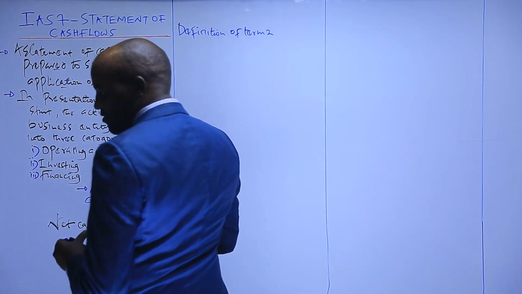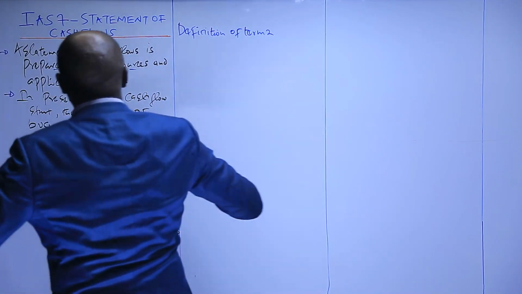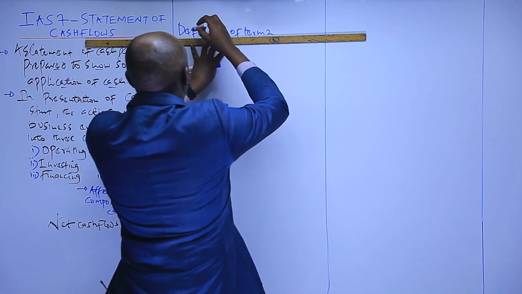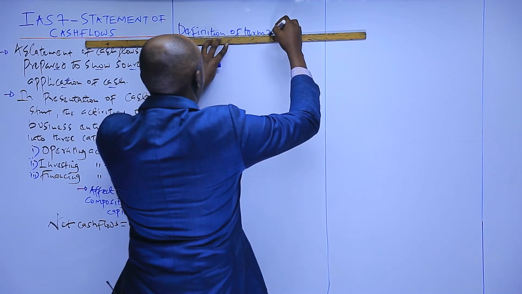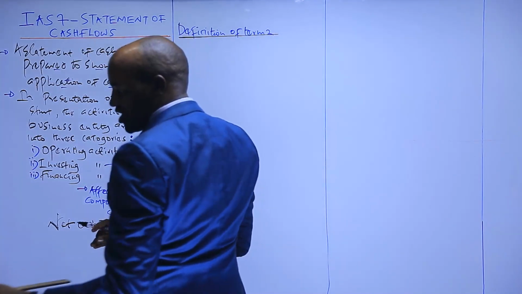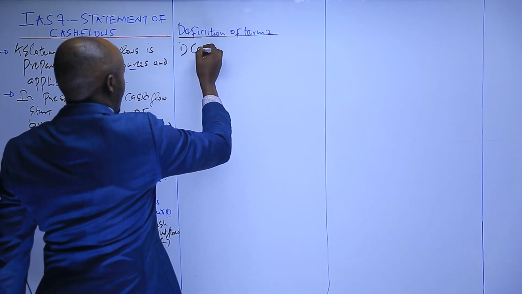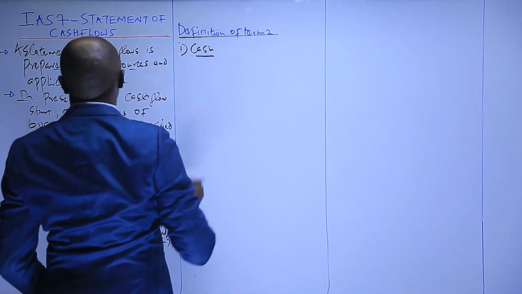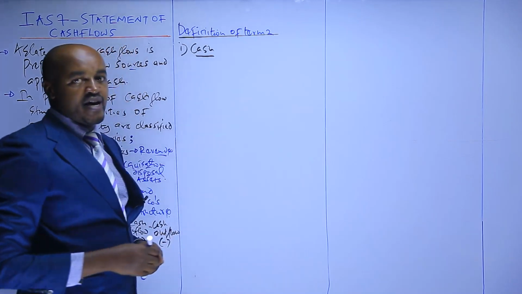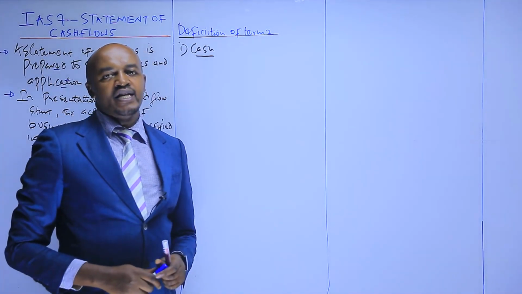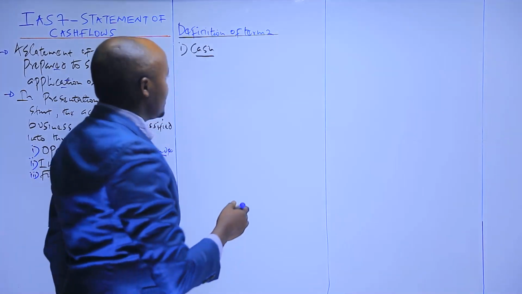So these are some of the terms you need to know because we are going to come across them in preparing our statement of cash flows. So which are those particular terms? The first term is cash. When we talk about cash here, we are talking of the cash in hand, cash at bank, including something called the demand deposit.